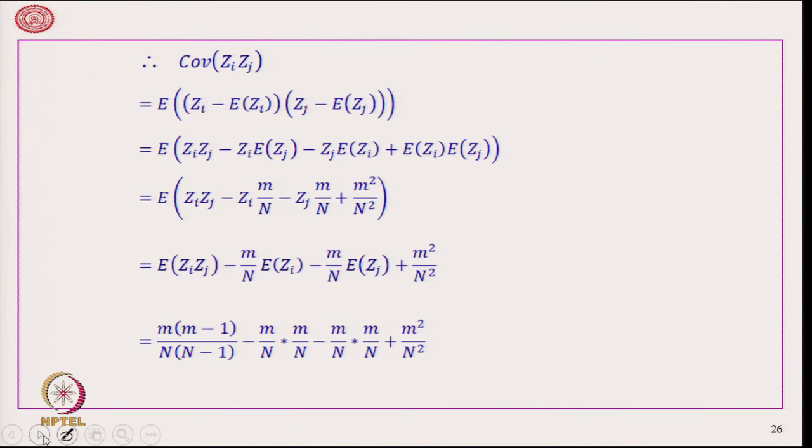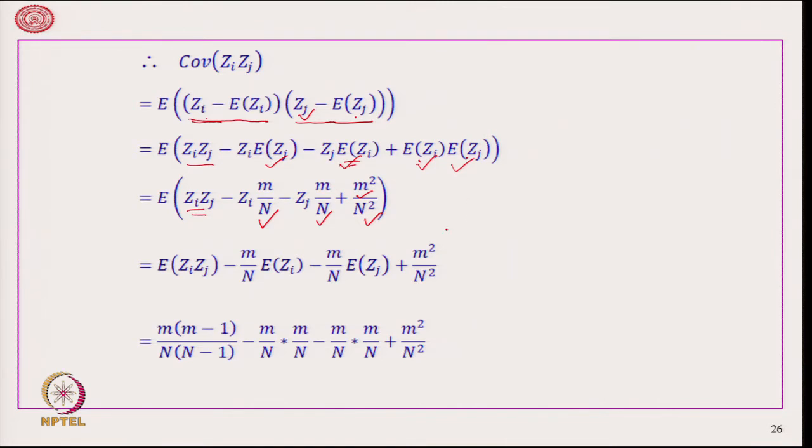Therefore, covariance of Zi and Zj, which is defined as expectation of Zi minus expected value of Zi into Zj minus expected value of Zj, is equal to expected value of Zi Zj minus Zi times expected value of Zj minus Zj times expected value of Zi plus expected value of Zi times expected value of Zj, because for each Z the expected value is small m upon capital N. Similarly, expected value of this is also m upon capital N, and both of them are giving me small m square upon capital N square.